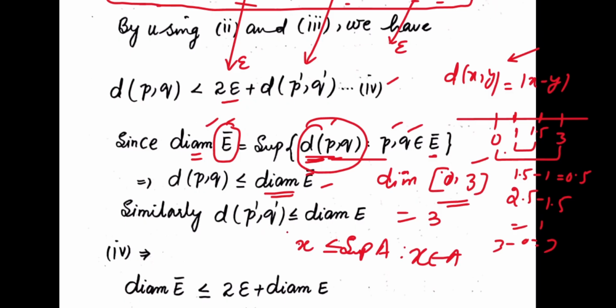Similarly, when I use the definition of diameter of E, as the points of E are denoted by P prime, Q prime, the distance of these 2 points will always be less than or equal to the diameter of E. So 4 implies, the last inequality implies this distance is less than or equal to diameter of E, and this distance is less than or equal to diameter of E. So this can be replaced by diameter of E, and this can be replaced by diameter of E. So 4 becomes in this form.